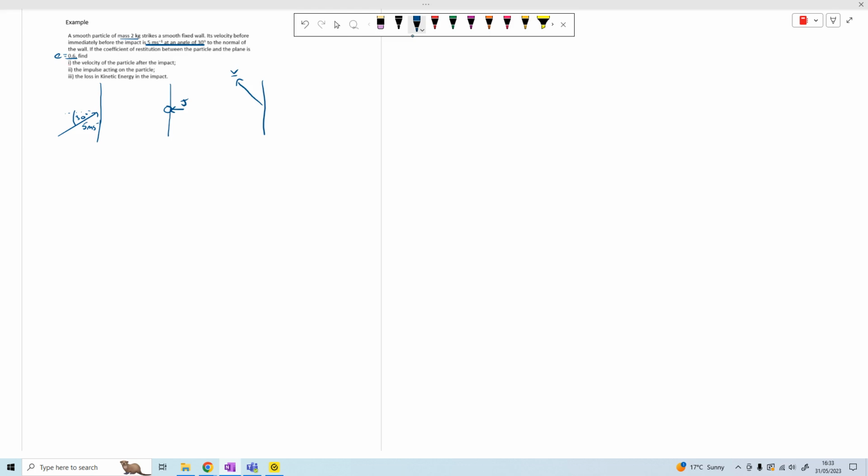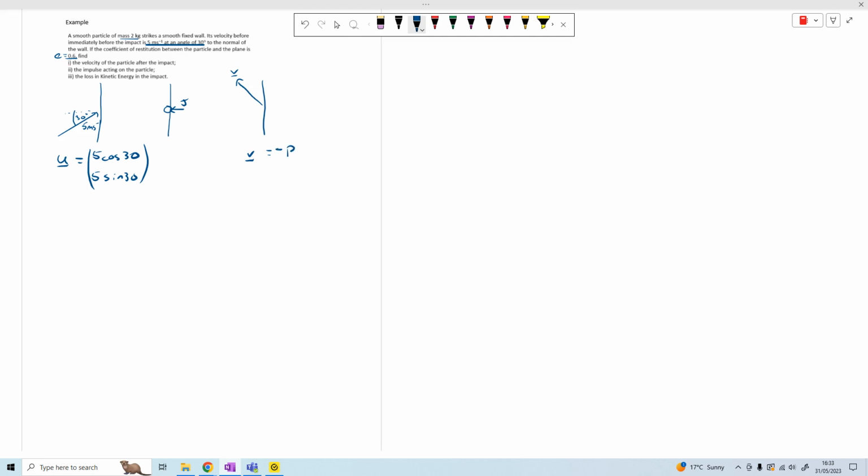So what we're going to do is firstly split this one into its components. So u is going to be 5 cos 30 as its x component, and 5 sin 30 as its y component. Then v, I don't know what it is yet, and actually it's what I want to find in the first question. So I'm just going to define it as going to the left, so it's going to be a negative.